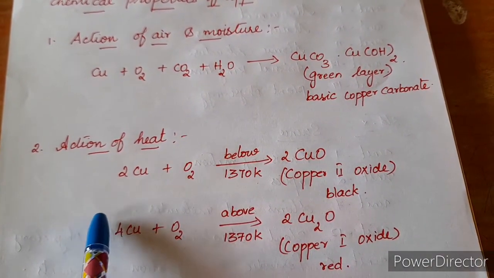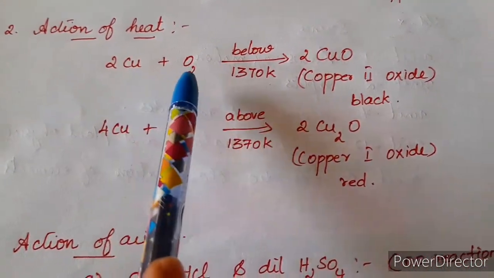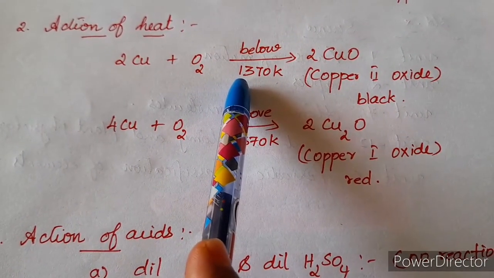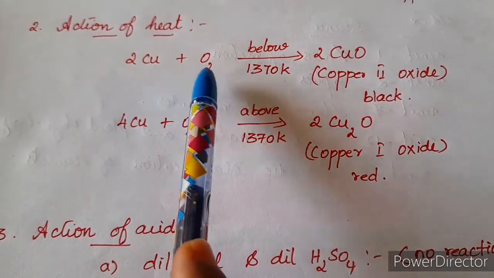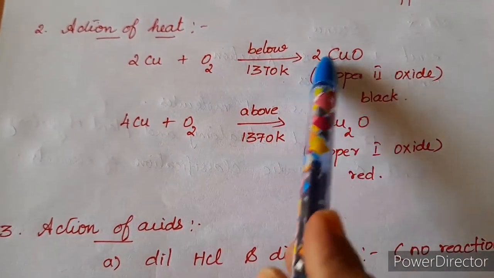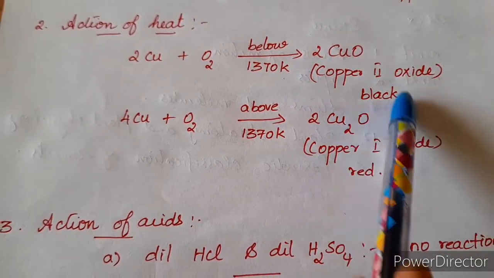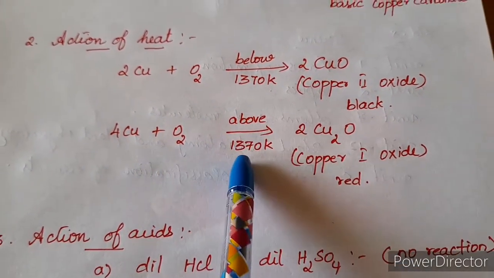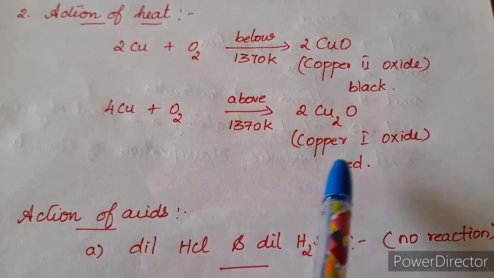Next we will see the action of heat. Now there are two reactions. The two reactions give two different products when the temperature is below 1370 Kelvin and above 1370 Kelvin. When copper is heated in presence of oxygen below 1370 Kelvin, the product that is formed is copper(II) oxide, CuO, and this will be black in color. When copper is heated in presence of oxygen above 1370 Kelvin, the oxide that is formed is copper(I) oxide, and it will be red in color.